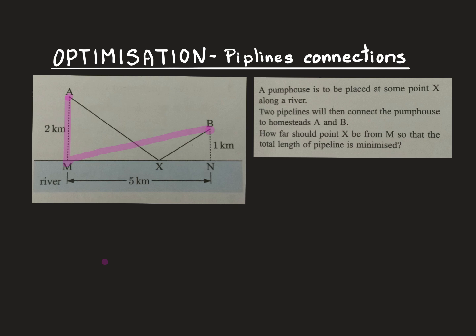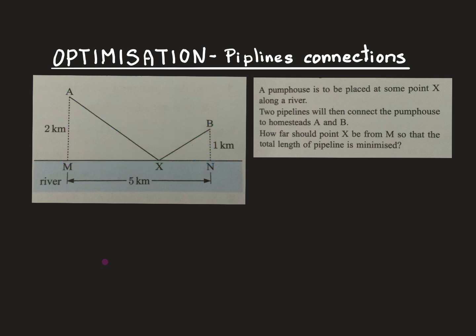We might also decide to move that pump house anywhere along that river, maybe have it at X over here, and the pump line now will be from A to X and X to B. On the other hand, we might put the pump house right at N, and then we will have the pump line going all the way to N and up to B. So we want the shortest pump line.